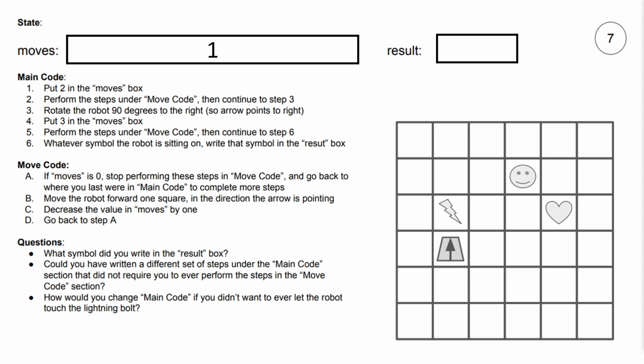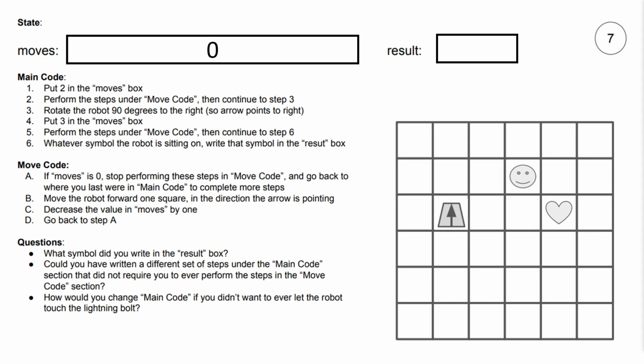Aha, this looks like iteration. We just talked about that. So if moves is 0, stop before. Okay, it's not 0. So step B, move the robot forward by 1 square in the direction the arrow is pointing. So grab the robot, move him up. There we go, that looks pretty good. Then we're going to decrease the value in moves by 1. All right, go back to step A.